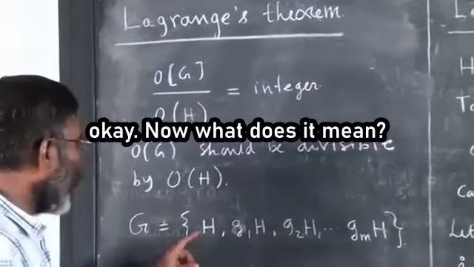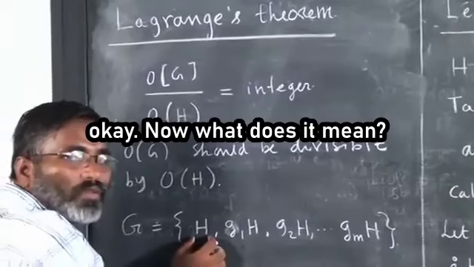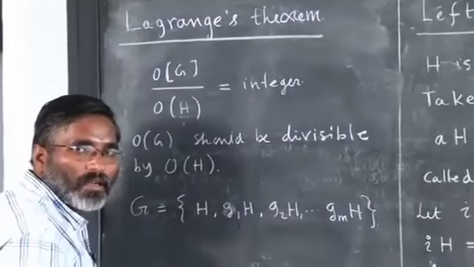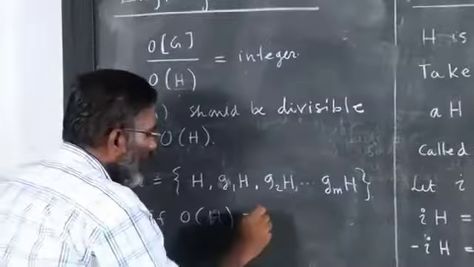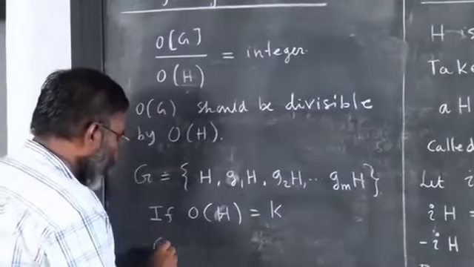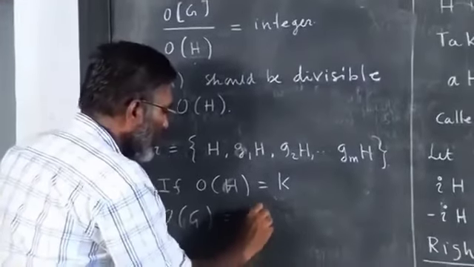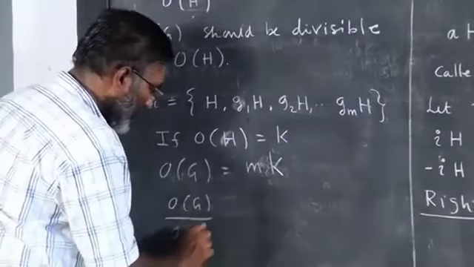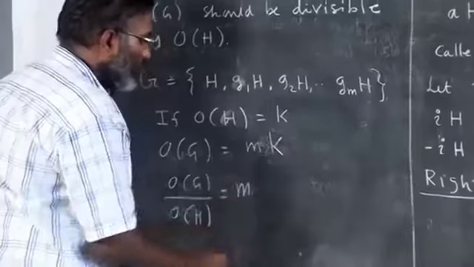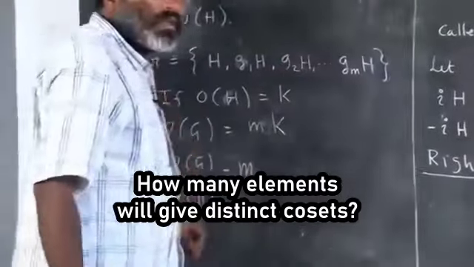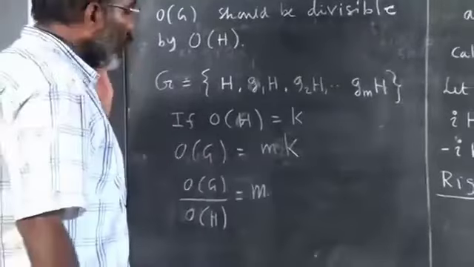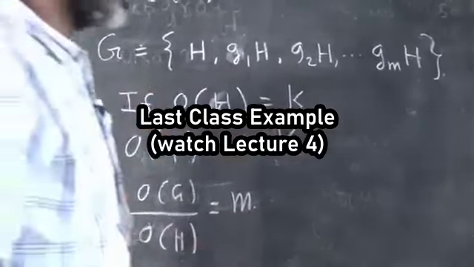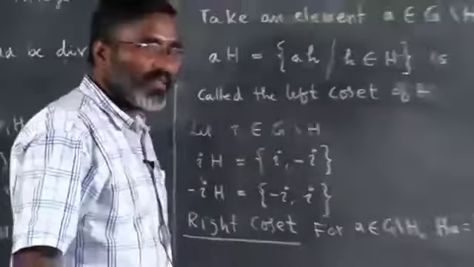Okay. Now, what does it mean? If the order of H is equal to some k, the order of G will be m times k. Correct? So, if the order of H is equal to k, then the order of G is equal to m times k, or the order of G divided by k is equal to m. How many elements will give distinct cosets? So, in this particular example, how many cosets are there?